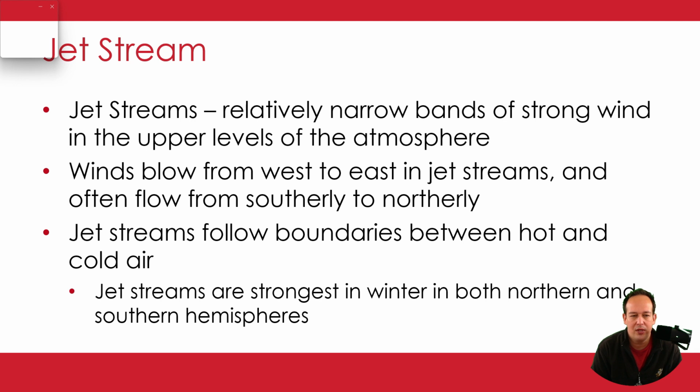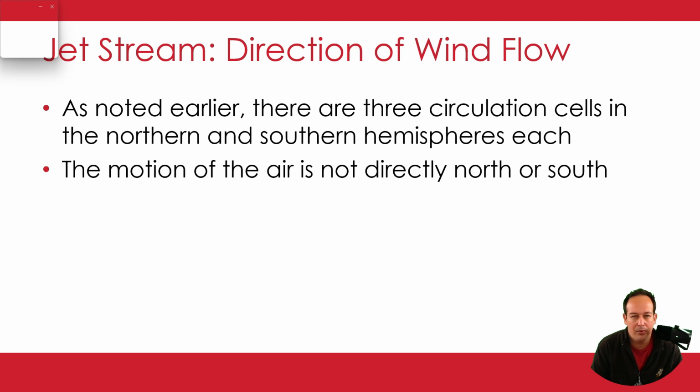So jet streams follow boundaries between hot and cold air, and jet streams are strongest in the winter in both the northern and southern hemispheres. And so I'll talk more about that here in a little while. And then, as noted earlier in my previous video, there are three circulation cells in the northern and southern hemisphere. And I don't know if you can name them. Remember, they're the Hadley cell, the Ferrel cell, and the polar cell.